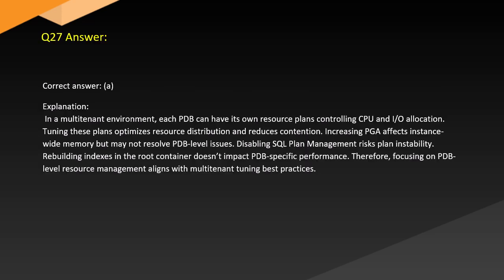Answer. Correct answer: A. Explanation. In a multi-tenant environment, each PDB can have its own resource plans controlling CPU and I/O allocation. Tuning these plans optimizes resource distribution and reduces contention. Increasing PGA affects instance-wide memory, but may not resolve PDB-level issues. Disabling SQL plan management risks plan instability. Rebuilding indexes in the root container doesn't impact PDB-specific performance. Therefore, focusing on PDB-level resource management aligns with multi-tenant tuning best practices.